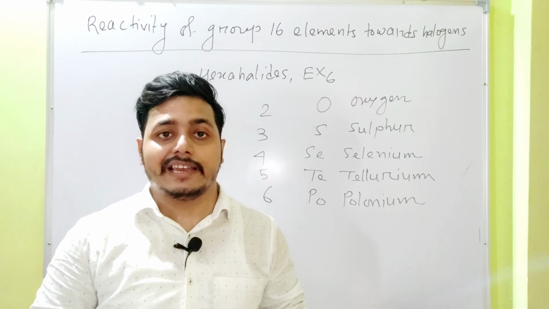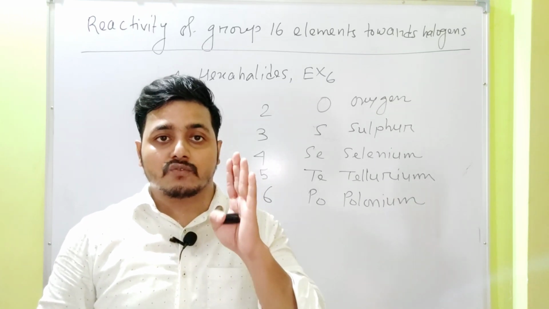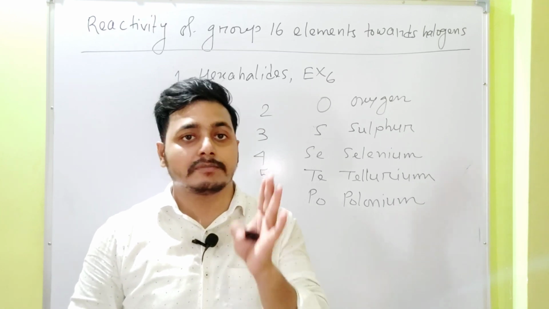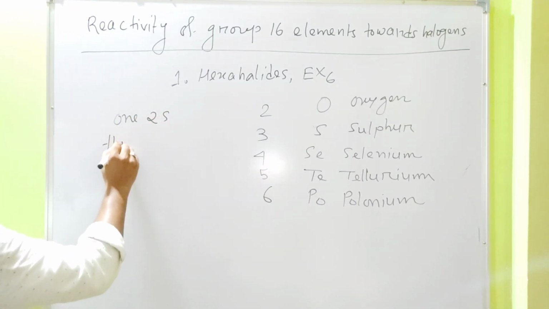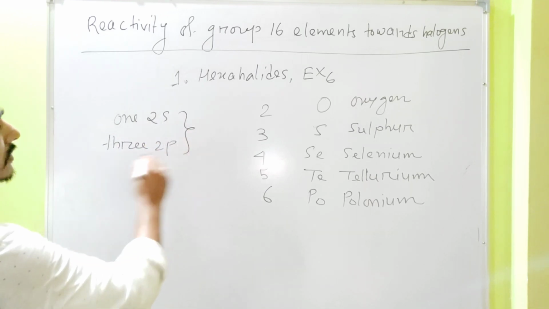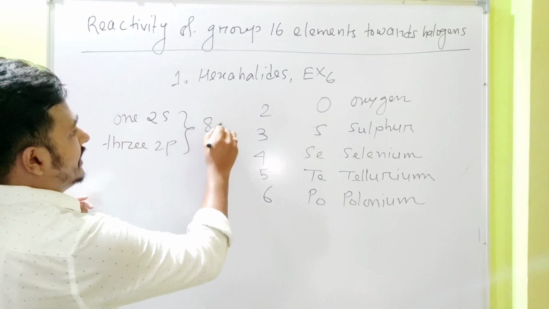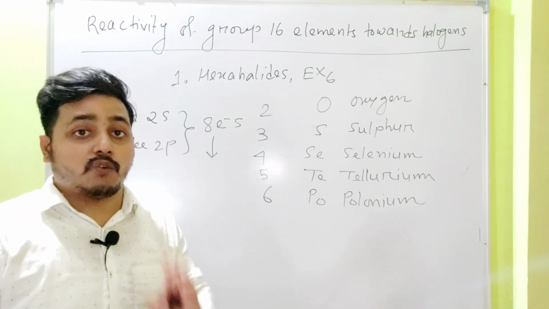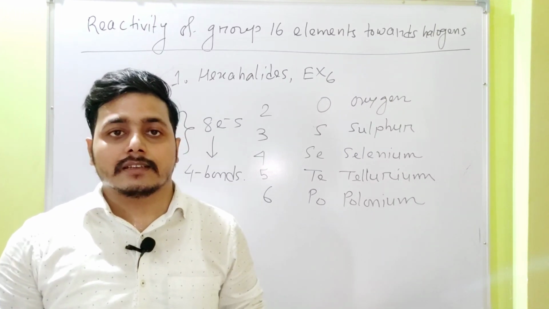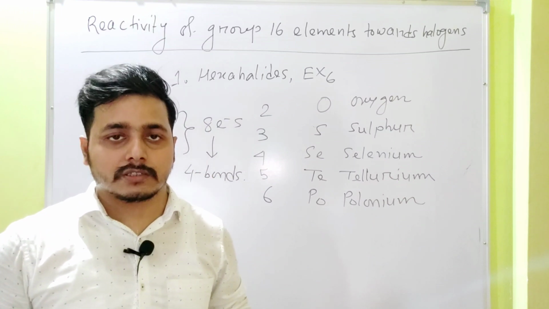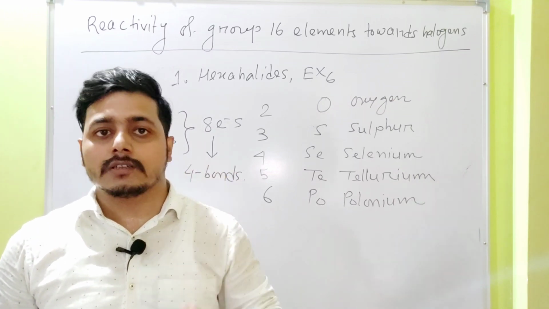Oxygen does not form hexahalides. Why does it happen? Because oxygen has only 4 orbitals in its valence shell, as it belongs to period 2. These are one 2s and three 2p orbitals. These 4 orbitals can accommodate a maximum of 8 electrons. 8 electrons mean 4 bonds. So, second period elements can form a maximum of 4 bonds. Therefore, their maximum covalency is 4. They cannot form more than 4 bonds.